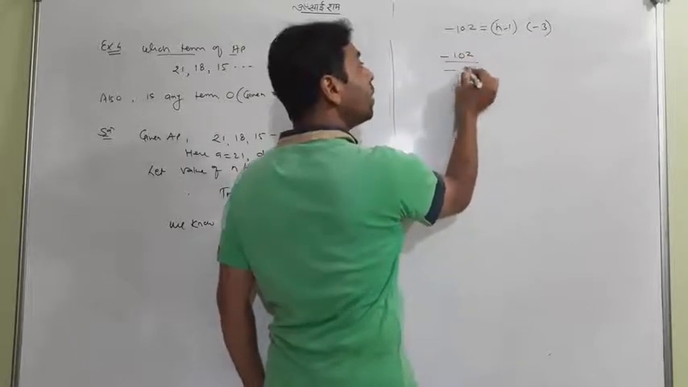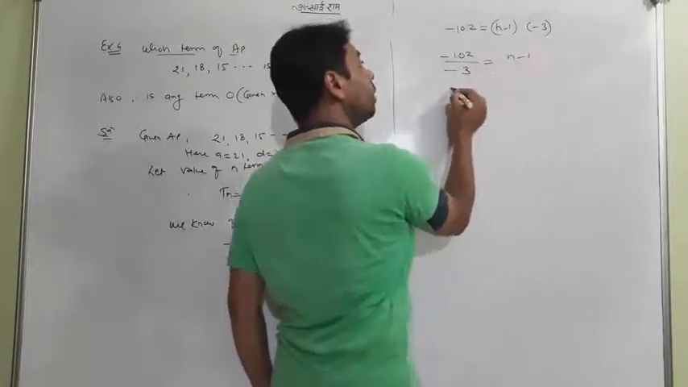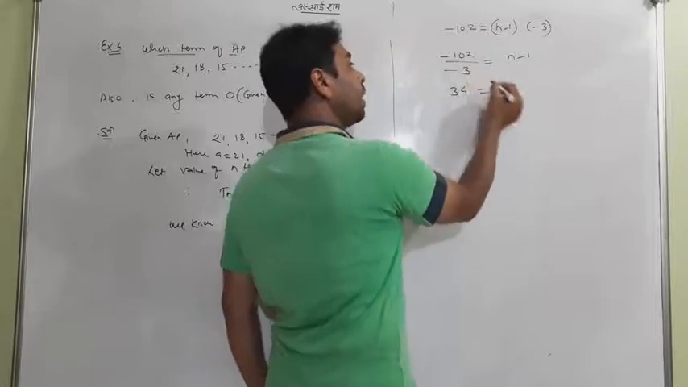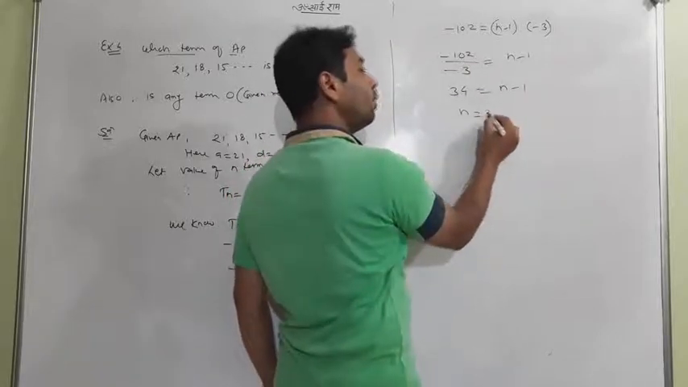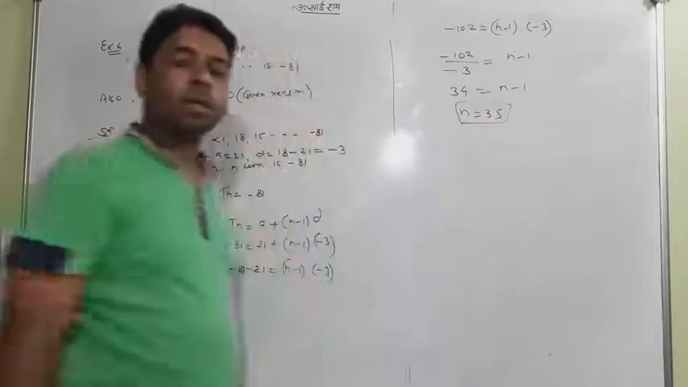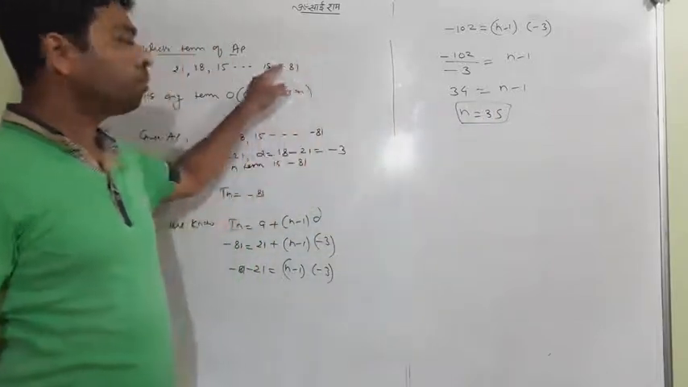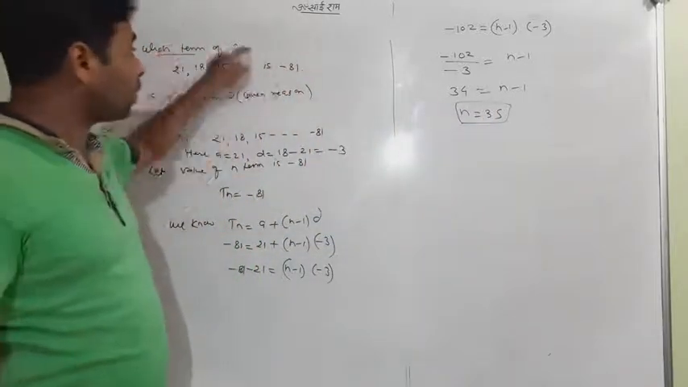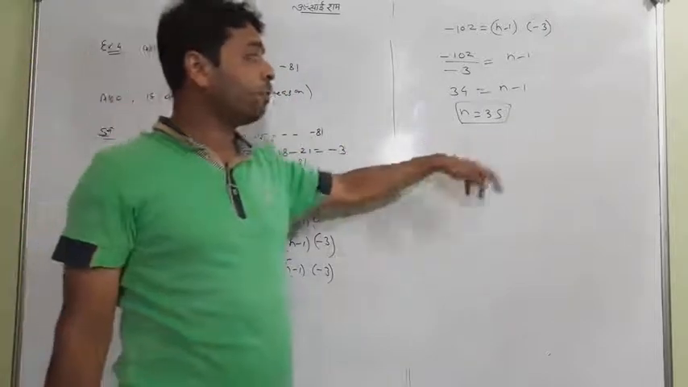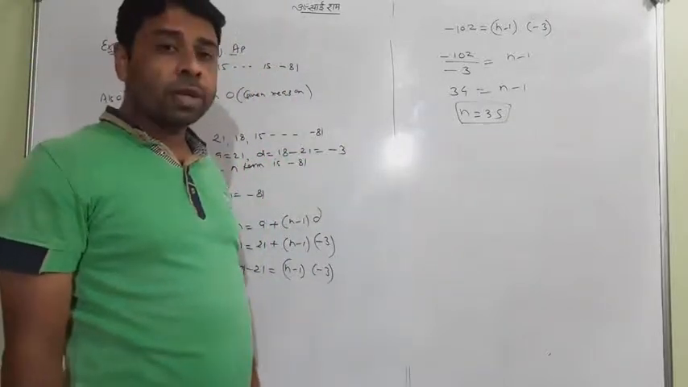Do the transfer of minus 3: n minus 1. The minus and minus cancel. So n equals 35. What is its meaning? The 35th value is minus 81. The question says which term of the AP is minus 81? We say the 35th value of the AP is minus 81.